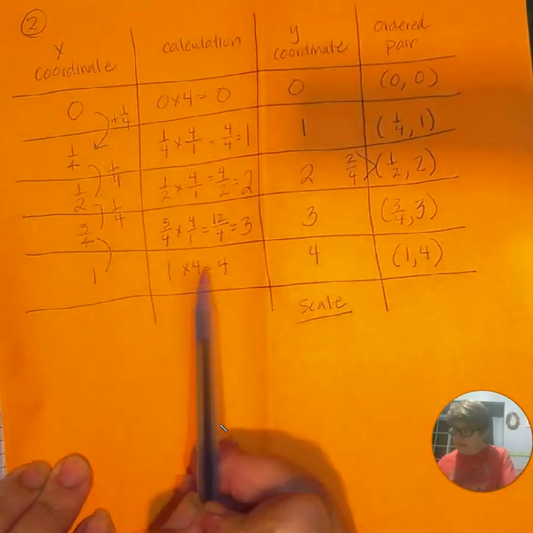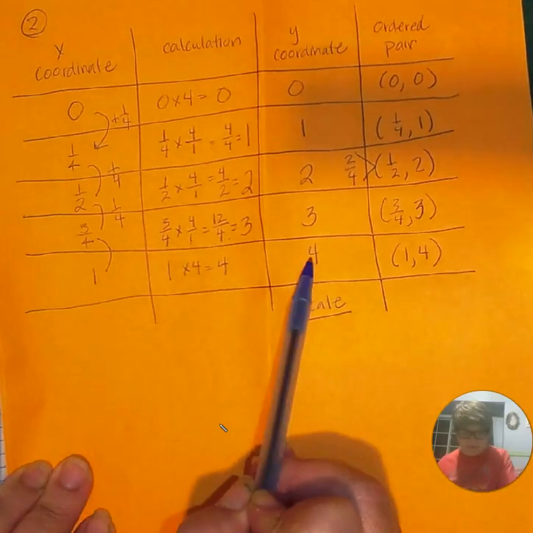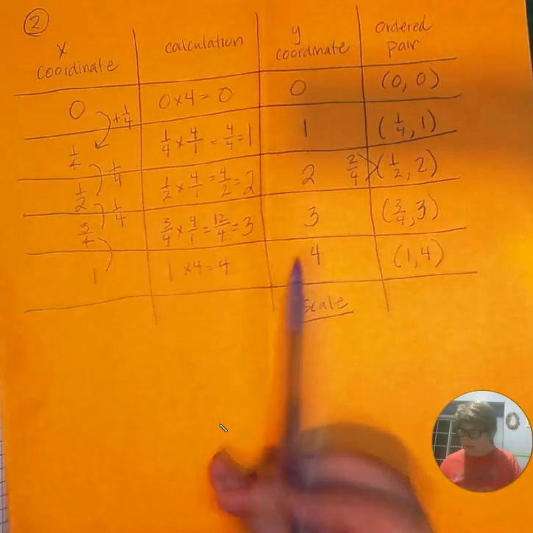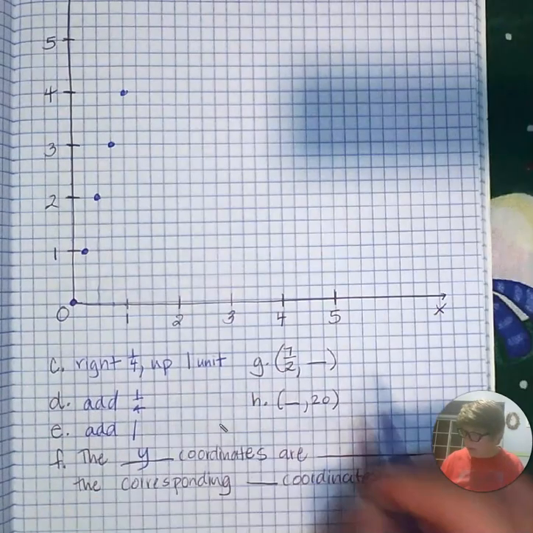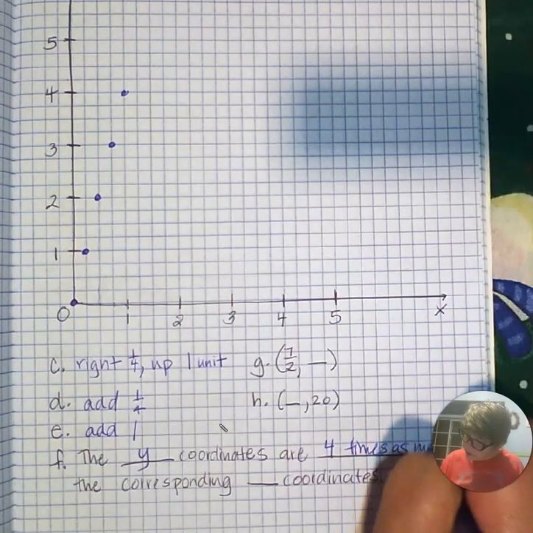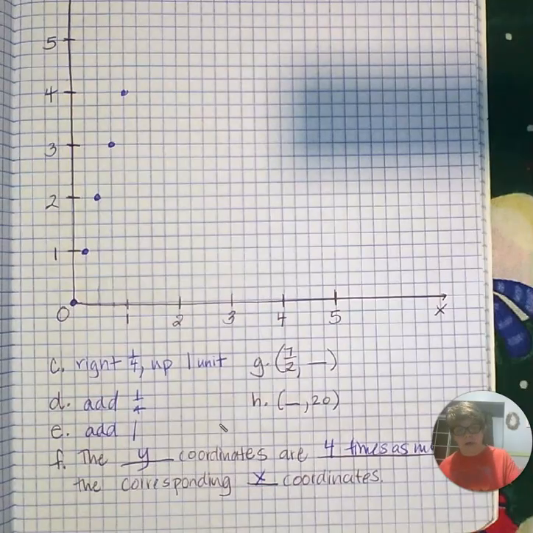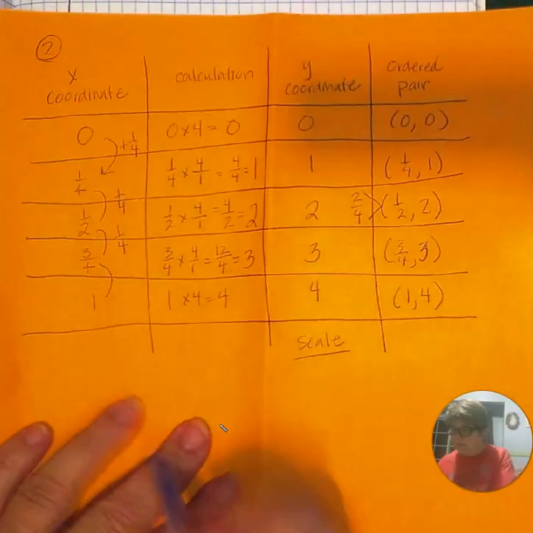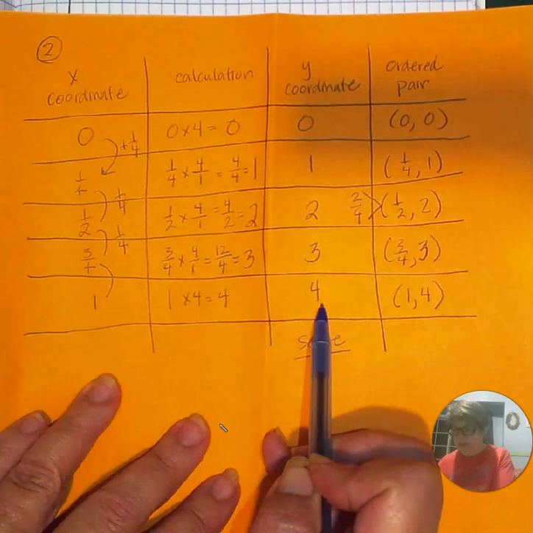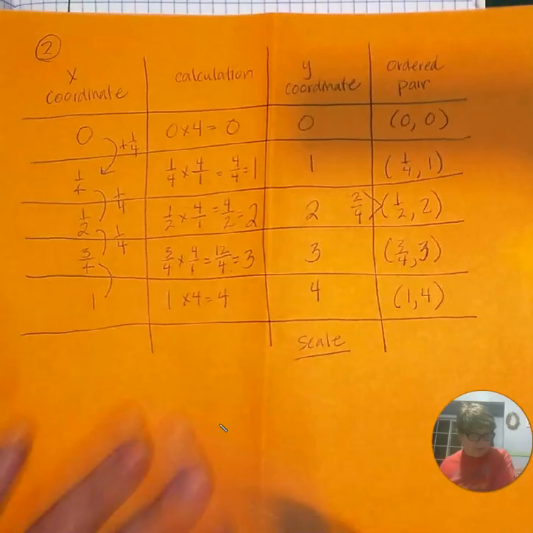So we said multiplying by 4. So that would mean the y coordinate is 4 times as much as the x coordinate. Yeah? So we want to say it that way. The y coordinates are 4 times as much as the x coordinates, because x times 4 equals y. So the y is 4 times bigger, also 4 times as much, right? Math language, 4 times as much.